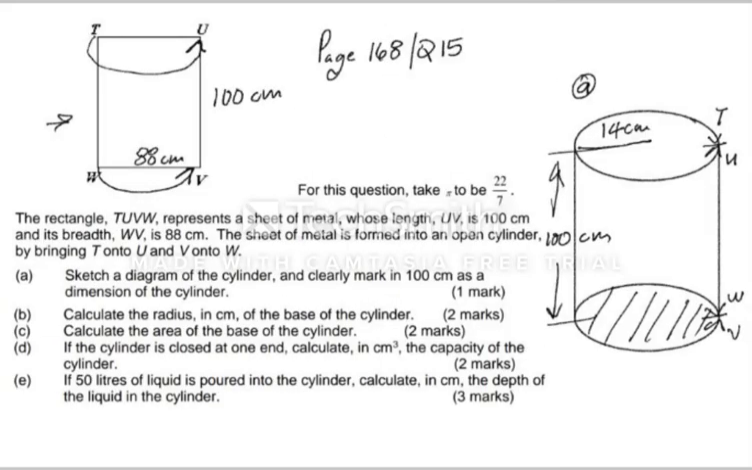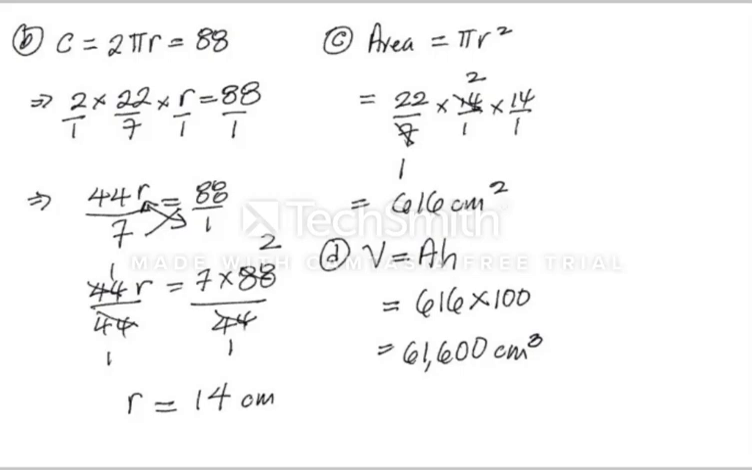Let's see what's happening now for E. It says if 50 liters of water is poured into the cylinder, calculate in centimeters the depth of liquid in the cylinder. So somebody's pouring water in the cylinder. And this is what they want you to find out: what is the depth of the liquid in the cylinder? So this is 50 liters of water.